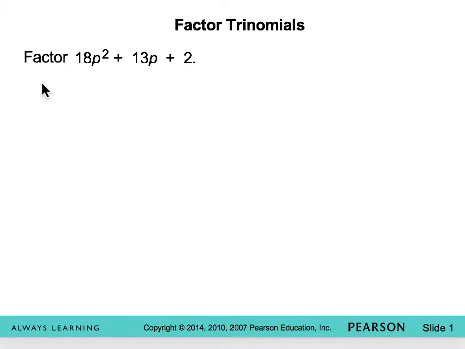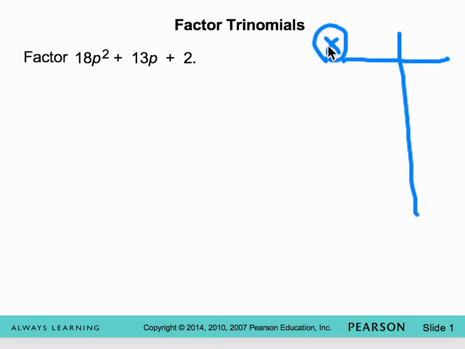First step in factoring, don't forget to always look for a greatest common factor, but there's no common factor in any of these terms. Because it's a trinomial, that's what tells me that I'm looking for my two numbers. Numbers that multiply and give 18 times 2 and add to give 13. Some of us may know right away, some are going to be better than others about our multiplication tables and factors. And if you know right away that's 9 and 4, go with it.